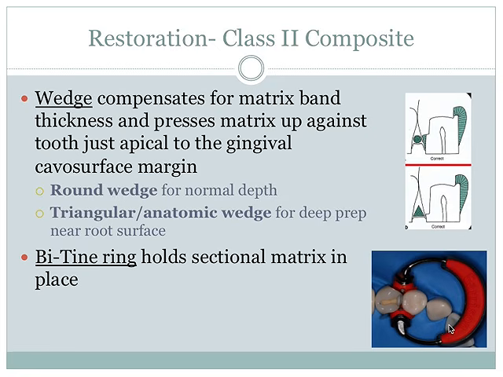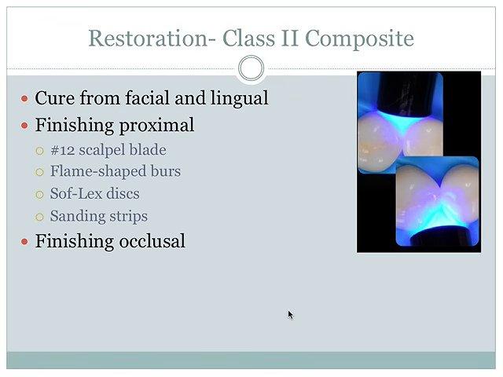And this thing here, it looks a lot different. That's part of the sectional matrix system, and that can be used for composites. And instead of using the metal bands, use clear plastic strips, and you can use this ring to hold everything in place. So there are a lot of different methods to this madness.